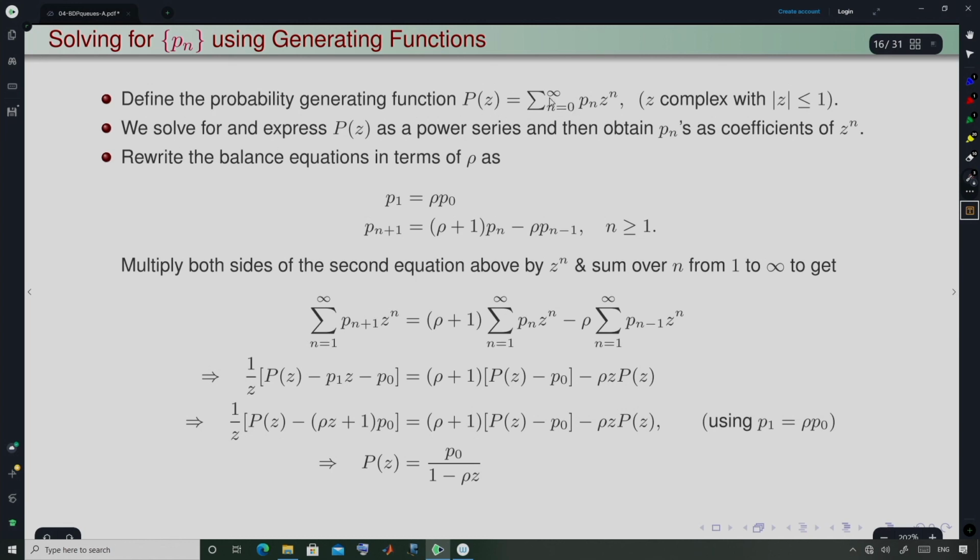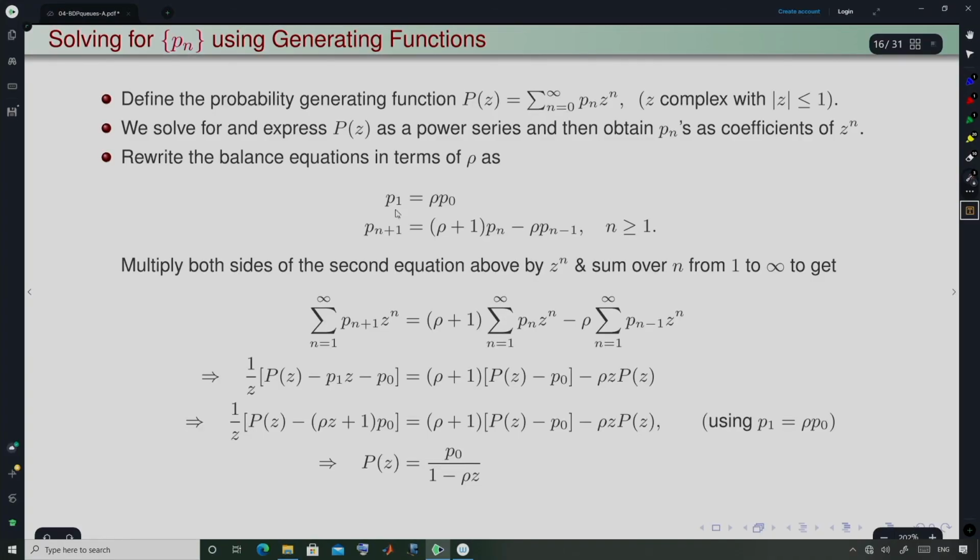So, what we do is that we somehow try to obtain this P of z and express it as a power series in this form, so that as the coefficient of z to the power n, what I am going to get is these Pn's. That is what we would like to do in this particular case. This is the typical approach. This is what you try to do later on also for more complex queuing systems. So, that is what we understand.